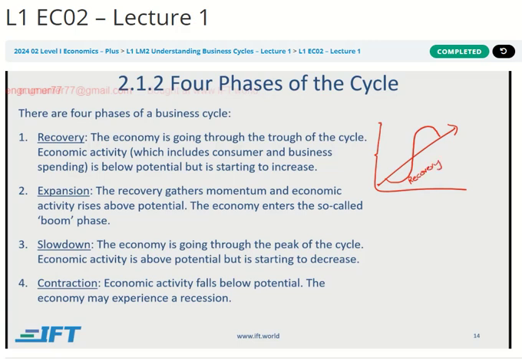Now in your recovery, your consumers and your businesses start picking up their activity, right? So consumers start buying, businesses start spending, and that is a good indicator for you to monitor. And we'll talk about leading indicators, right?